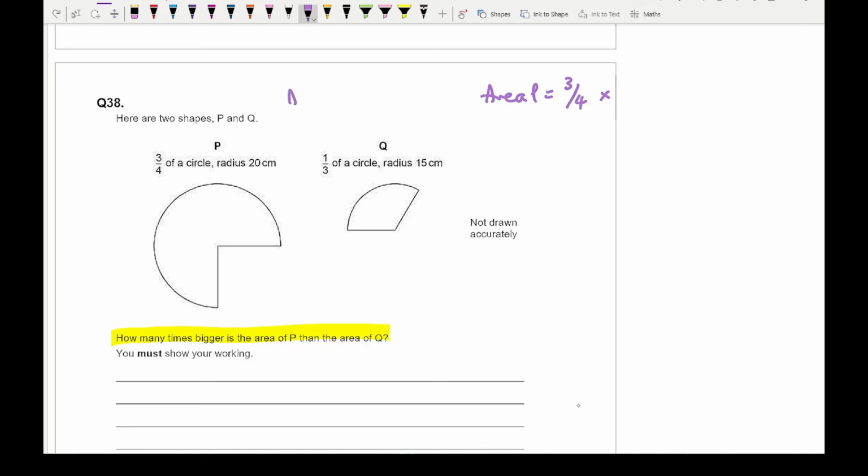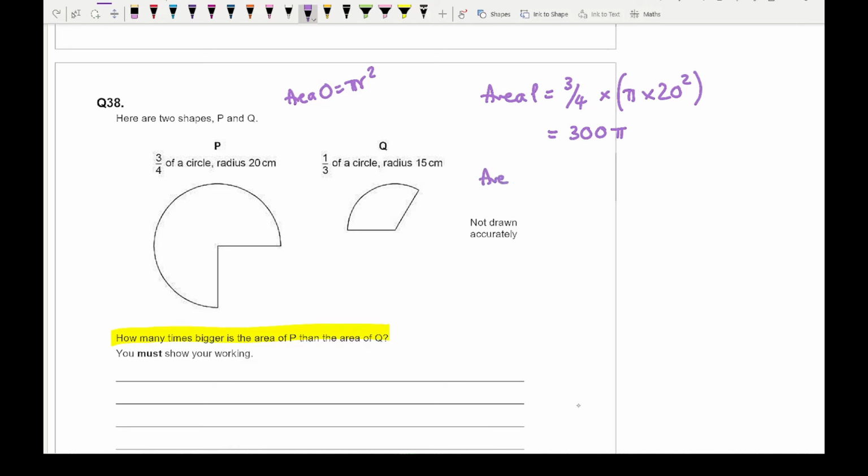Now remember that the area of a circle is pi r squared. So it's going to be 3/4 multiplied by pi times 20 squared. And that's going to give me an answer of 300 pi. Now again, depending on whether this is calculator or non-calculator, you may have to use some long multiplication, but either way, it gives us 300 pi.